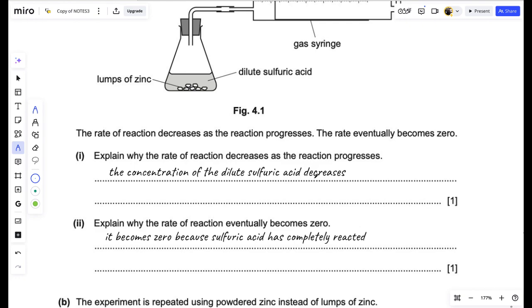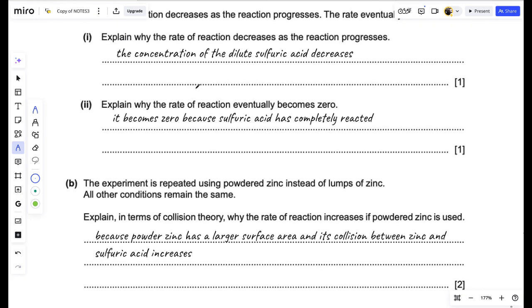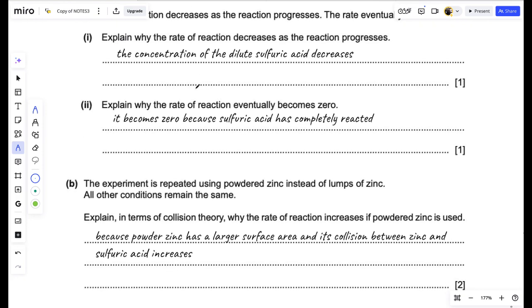Now explain why the rate of reaction decreases as the reaction progresses. Because the concentration of the dilute sulfuric acid decreases. Because the acid is being used by the zinc to form something else. So it will reach a time when the acid is completely used, and there's no acid left to react with the zinc. That could be one of the reasons. You talk about the concentration of the acid in this regard, and you earn your 1 mark. The concentration of the acid decreases as the reaction progresses.